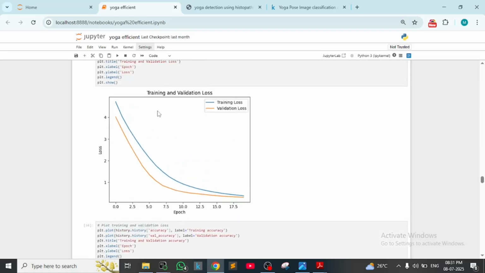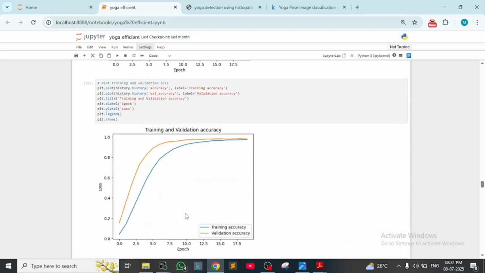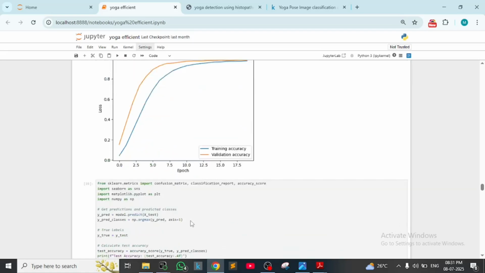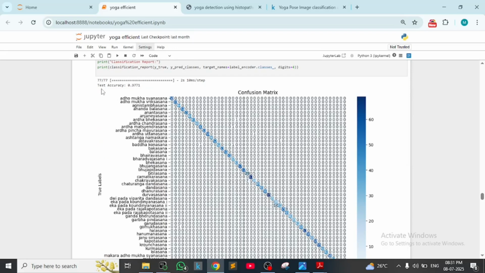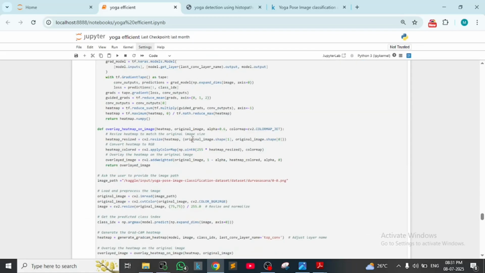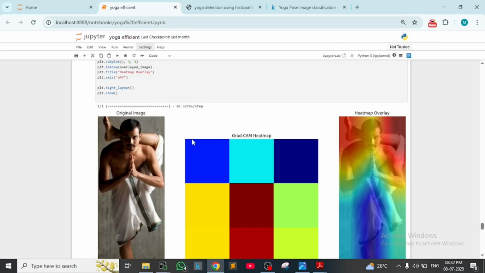We got a graph showing training and validation loss versus epochs, and another one showing training and validation accuracy versus epochs. We got a test accuracy of 0.9771. The confusion matrix is here, and also Grad-CAM on the original image, the Grad-CAM heat map and heat map overlay.